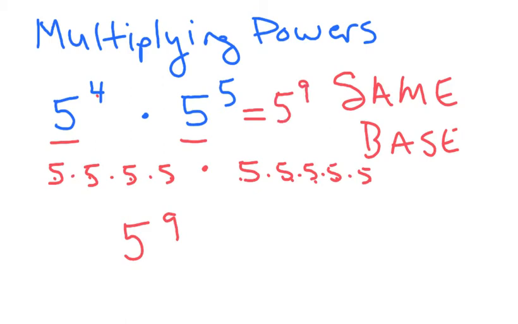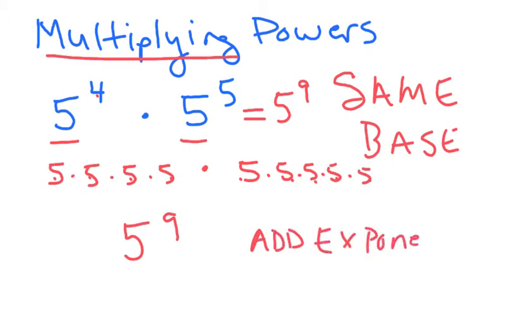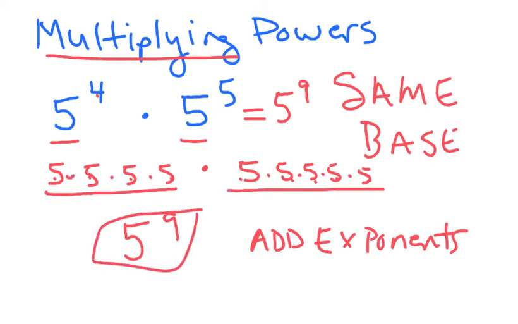So the shortcut to multiply these powers is add the exponents. We're going to add the exponents. Because really, when you string this out and count them up, you have 9 of them and they're all multiplied, because powers is multiplying anyway.